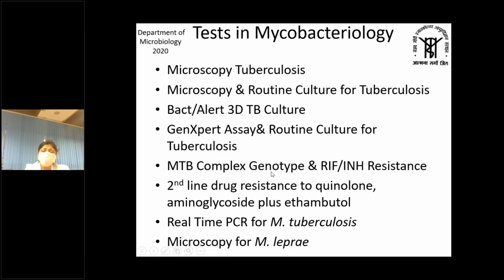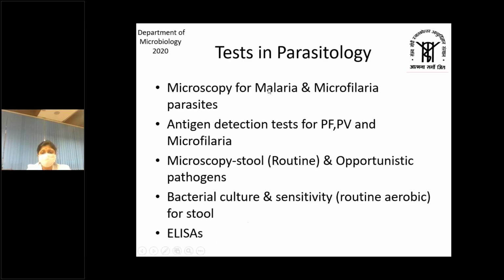Now the GenoType MTB complex assay is a line probe assay which not only tells us about the presence of Mycobacterium tuberculosis but also gives us an idea regarding rifampicin as well as isoniazid. We also put up second-line drug resistance testing by a molecular method, line probe assay, for the fluoroquinolones as well as aminoglycosides. Then there is a real-time PCR for MTB as well as microscopy for M. leprae. We do the slit skin smear for leprosy also.